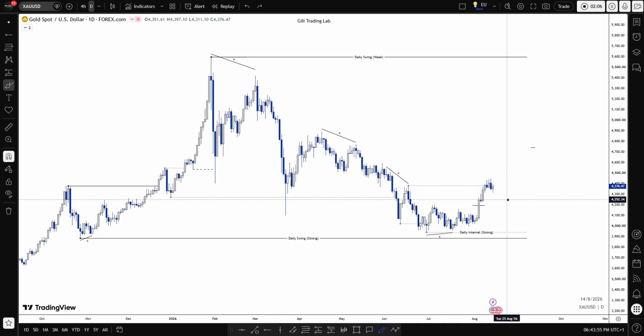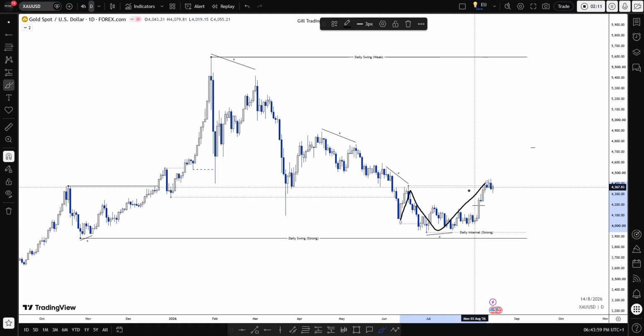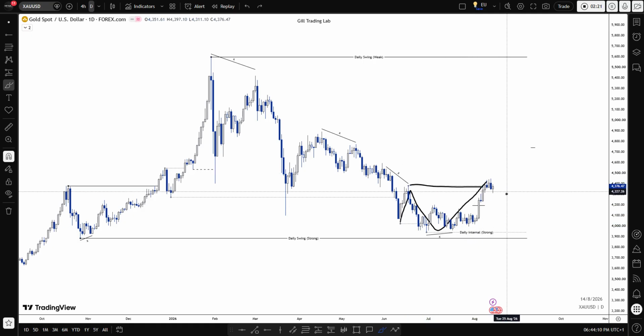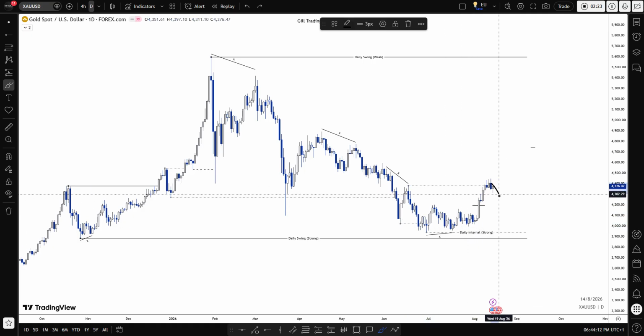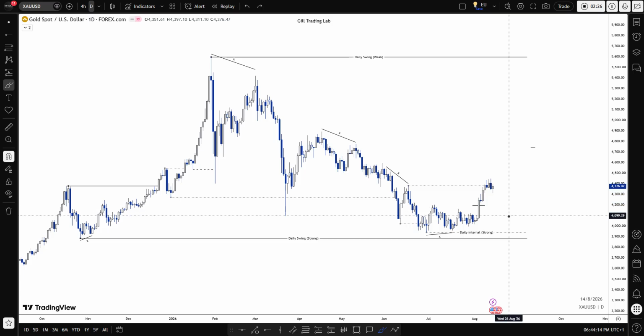So for this coming week, as you can see, this is the current internal range that we're working with. We've had that break of structure. So during this week, we could either see the continuation of this leg, or we could see price start to form that internal pullback. So that's all for the daily time frame.